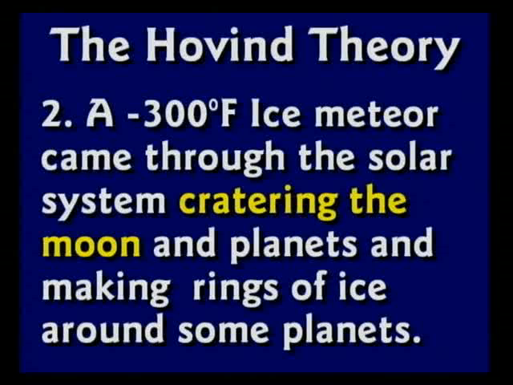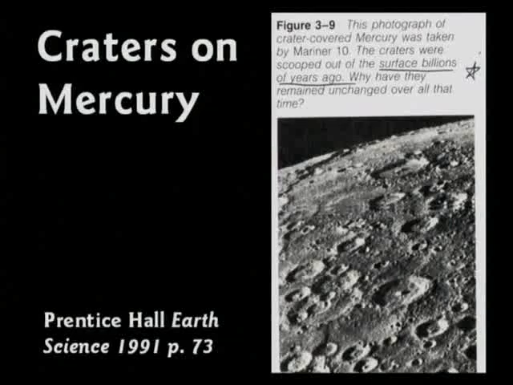Okay. Second thing that happened, a 300-degree below zero Fahrenheit meteor, this is in my Hovind theory, came plowing through space and cratered the moon and the planets and made some rings around some of the other planets. Some planets have ice rings around them. Mercury has a lot of craters. It looks like something hit, made a hole, but we don't know what hit. Nobody sees the moon, for instance, get hit by anything, and yet the moon has lots of huge craters in it. What happened? If a chunk of ice hit it, it would make the crater and then melt away.